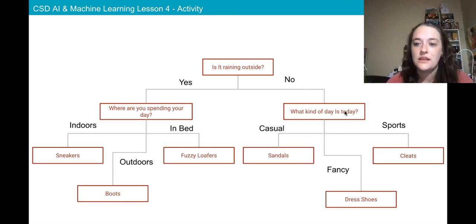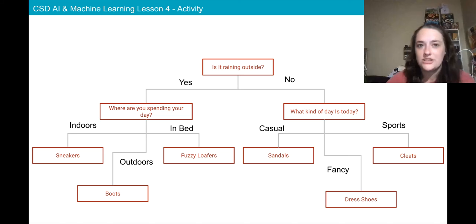And it's the same thing on the other side. What kind of day is today? Casual, fancy, or sports? It's going to recommend a pair of shoes based on your input, so user input.